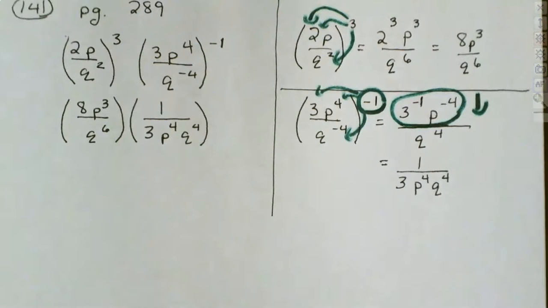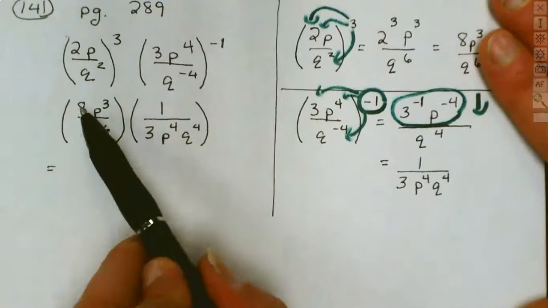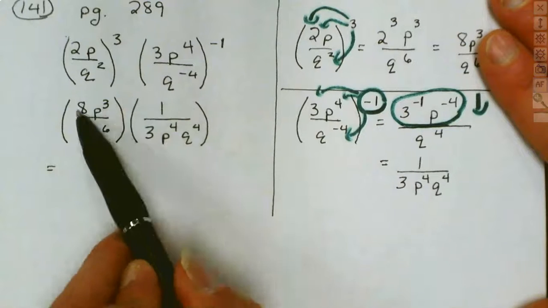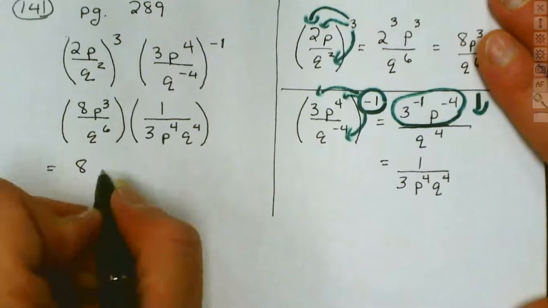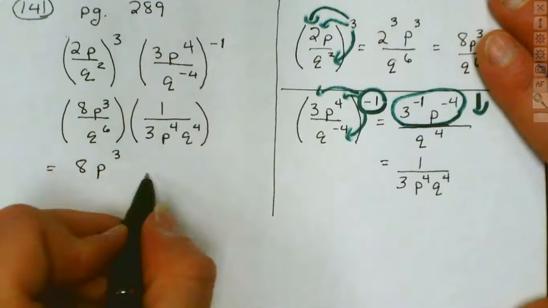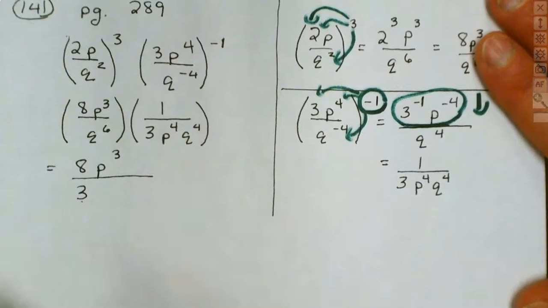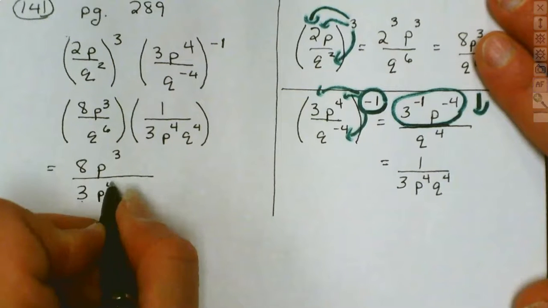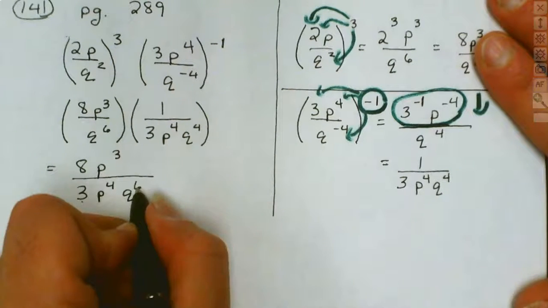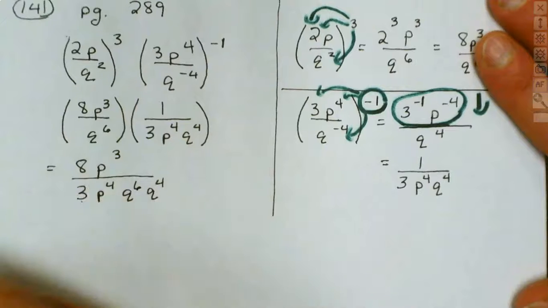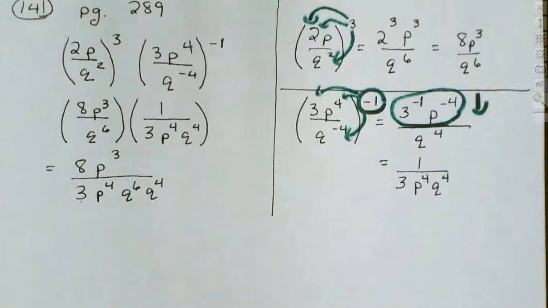We're going to multiply across and just see what we've got, and we'll combine things together. So let's just multiply the numerators together. 8 times 1 is an 8. So that's 8p cubed on the top. What do we have down below? I'm just going to write it with the coefficient first. So the 3, that's our only number. I'm going to write that first. And then we have a p to the 4th. And then we have a q to the 6th and a q to the 4th, because those can go together.